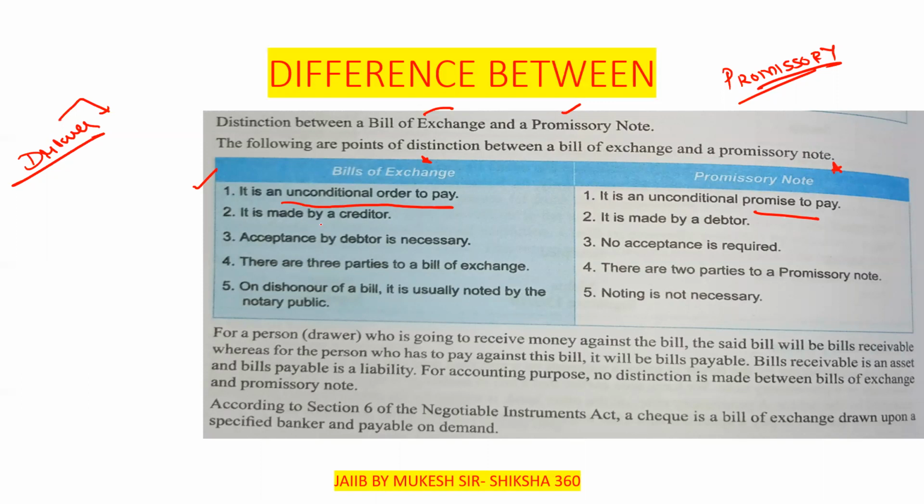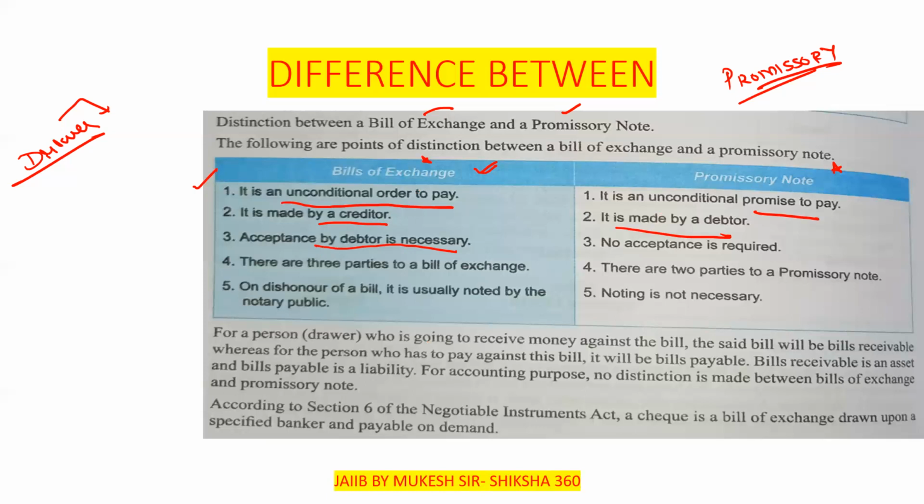A bill of exchange is made by the creditor. A promissory note is made by the debtor. And in the case of a bill of exchange, acceptance by the debtor is necessary. That's why we have mentioned the signature of the debtor on it, clear?